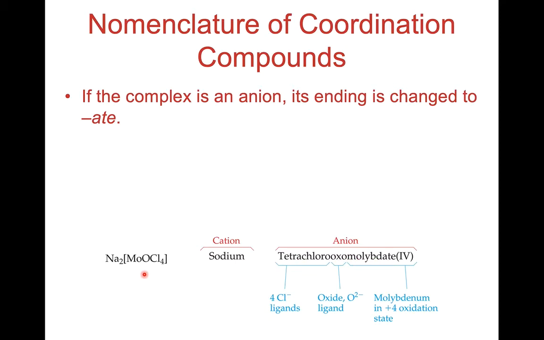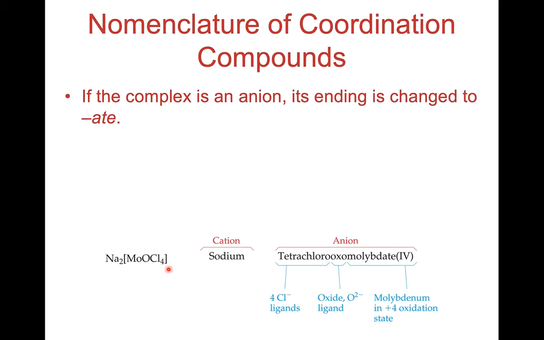And when it is part of a complex anion, the ending of the name changes. So it is not written as molybdenum, but it is written as molybdate. It gets an ate ending because it is a part of a complex anion. Even though the metal itself has a positive charge, the complex is a complex anion. So this indicates it's a 4 plus charge on the metal.